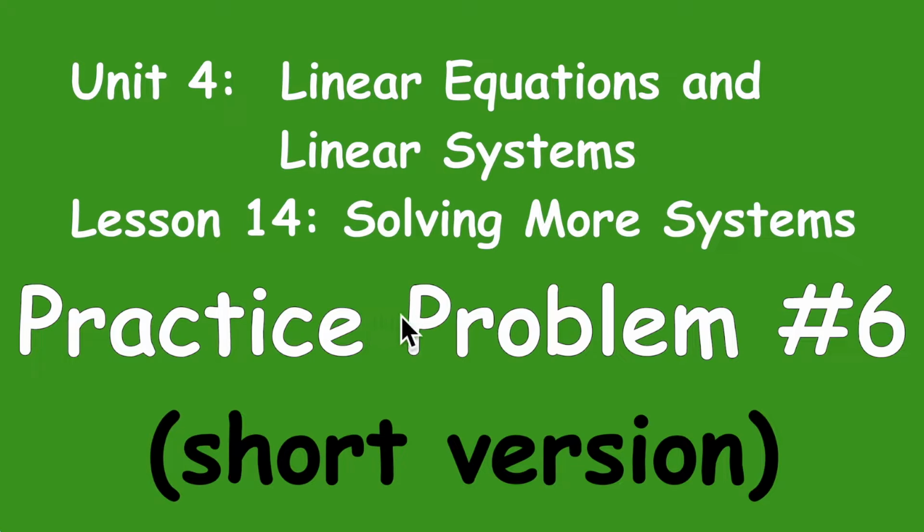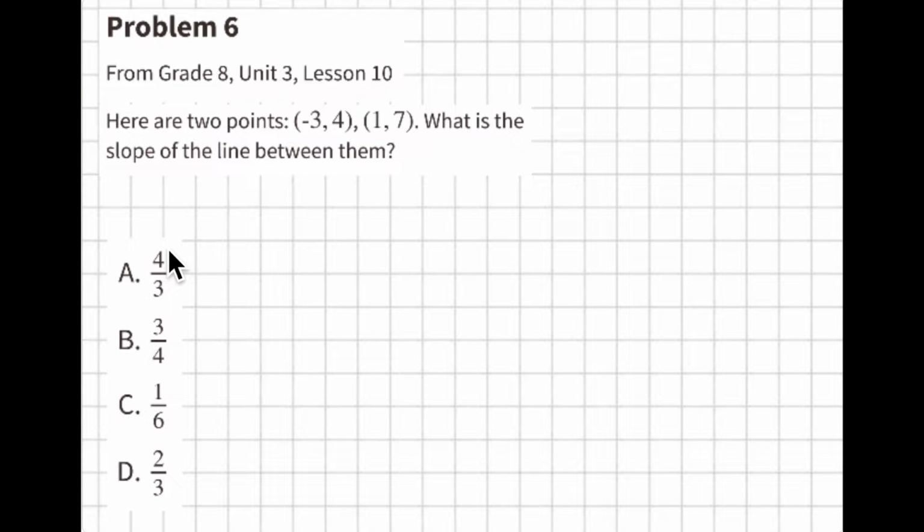This is practice problem number 6 from lesson 14, solving more systems, unit 4, linear equations and linear systems. And this is the short version in which I try to provide a minimal yet meaningful explanation of the solution. In this problem, you are asked to identify which of these 4 possibilities is the slope of a line that's drawn between these 2 points in a coordinate plane.